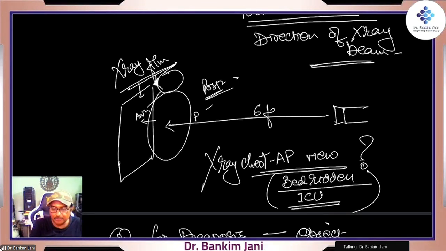The distance between both of them, right? This is the 6 feet distance and X-ray chest AP view. When we say AP, then it will be completely reversed. The beam will be going from anterior and will be coming out from posterior.